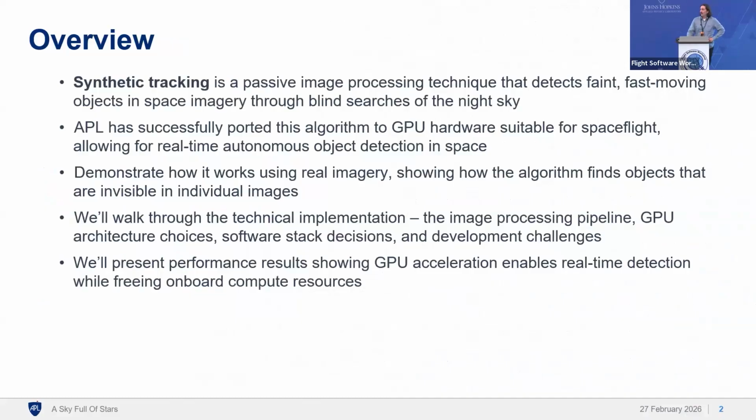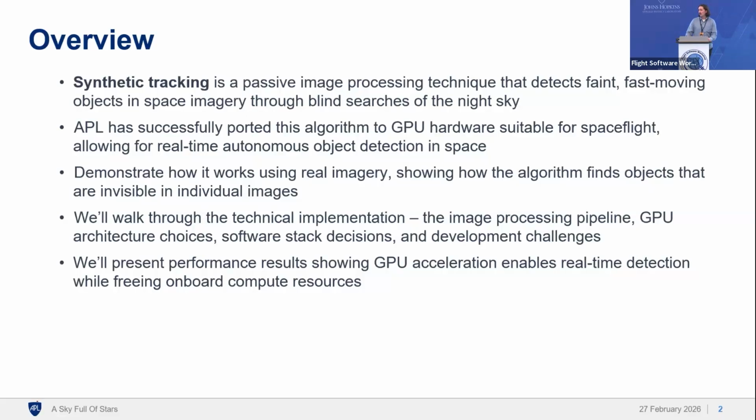So what are we going to talk about? Synthetic tracking is what we're going to talk about. It's a passive image processing technique that detects faint, fast-moving objects in space imagery through blind searches of the night sky. So APL has successfully ported this algorithm to some GPU hardware that's suitable for spaceflight, and that's going to allow some real-time autonomous object detection in space.